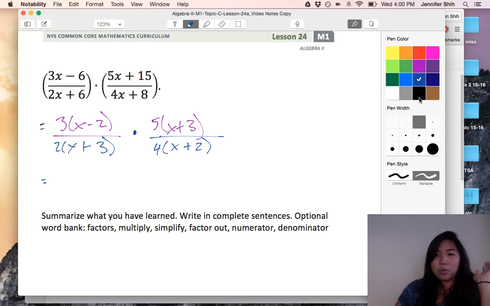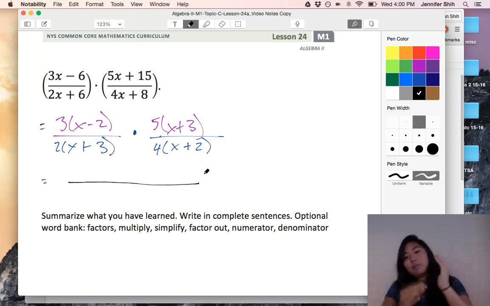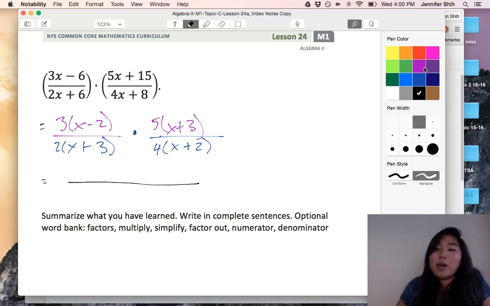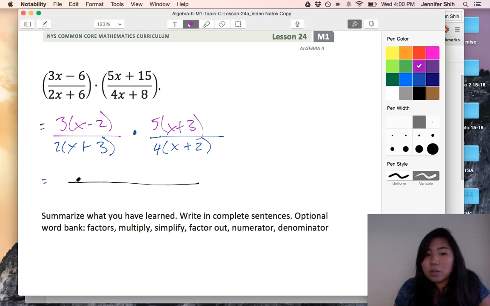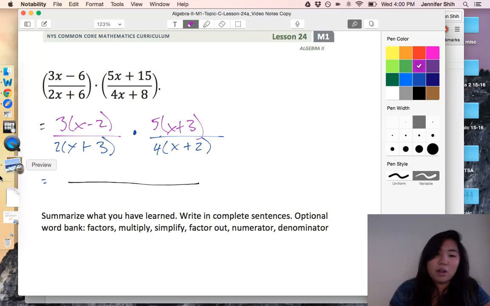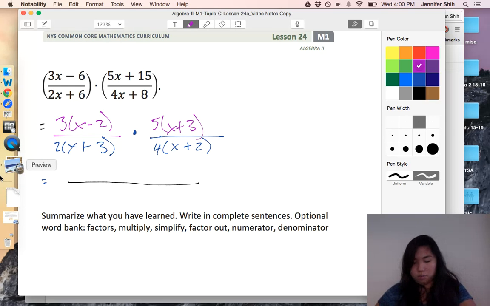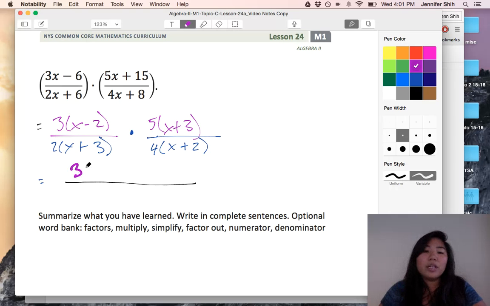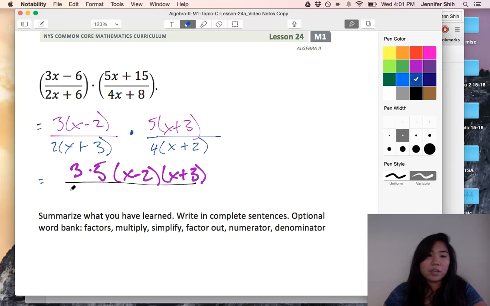Now what I'm going to do is multiply across. So I'm going to draw a big bar now, and I'm going to multiply across, which means I'm basically going to smush all the factors together. But I'm going to rewrite my integers first, and then I'm going to write the binomial factors afterwards, ones in parentheses. Okay, 3 times 5, and now I have x minus 2 and x plus 3. So that's still my numerator, and this is still my denominator. 2 times 4, x plus 3.